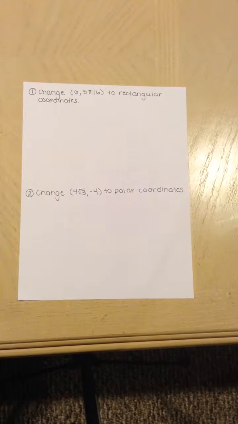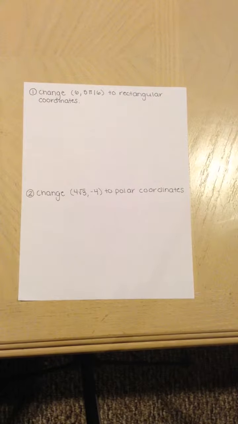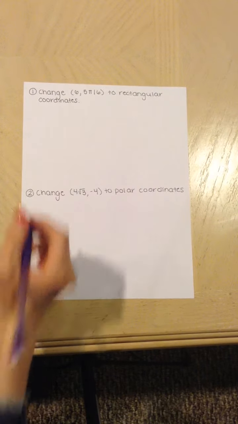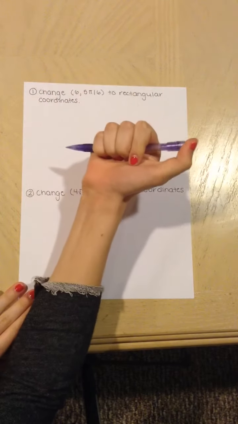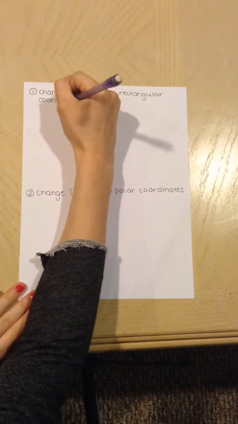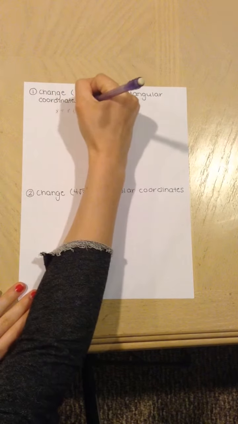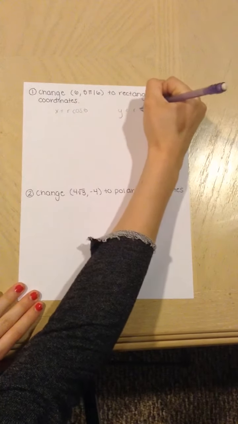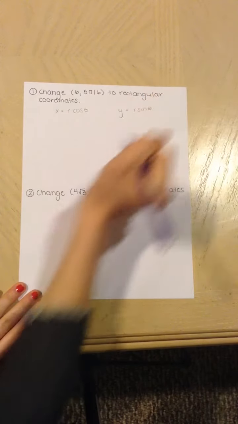So this next unit is polar coordinates. Now for this first problem, change 6, 5 pi over 6 into rectangular coordinates. So for this one, the equations you're going to have to know are that x equals r cos theta and y equals r sine theta.